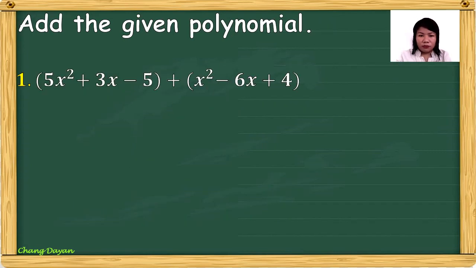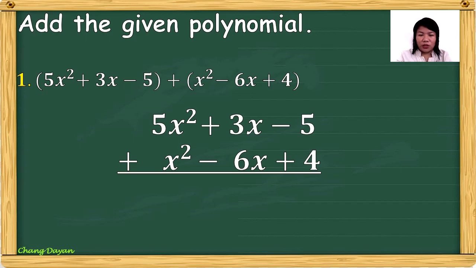Next example. What about if we have trinomial? The best way to add this is to have a vertical form. Sulat natin ng vertical. Pagtatapatin natin ang may parehong terms. So, we have here 5x squared plus 3x minus 5 plus x squared minus 6x plus 4. So, in addition, ang parenthesis ay hindi nakakaapekto sa kanyang sum.